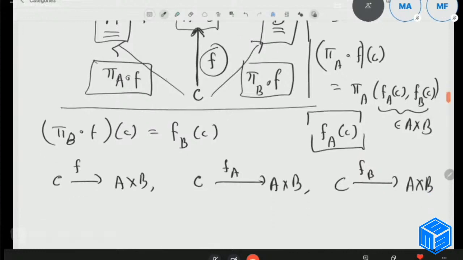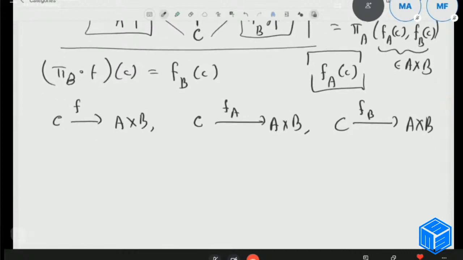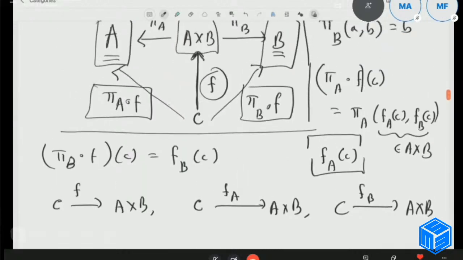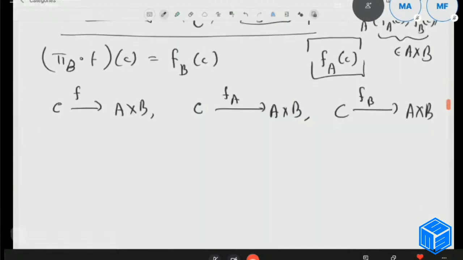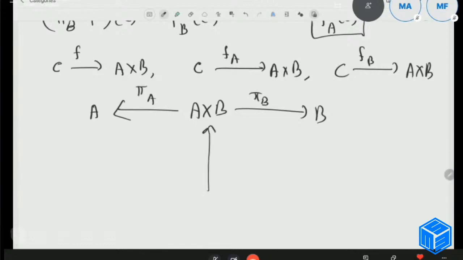Now, what's really going on here? Why is this so special? It's special because A cross B, I'm going to redraw the picture. B and C, and B, FC.